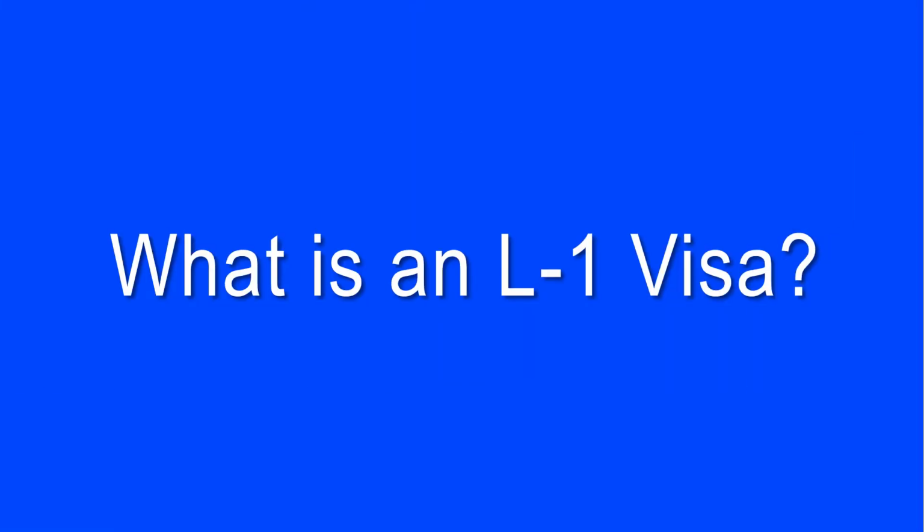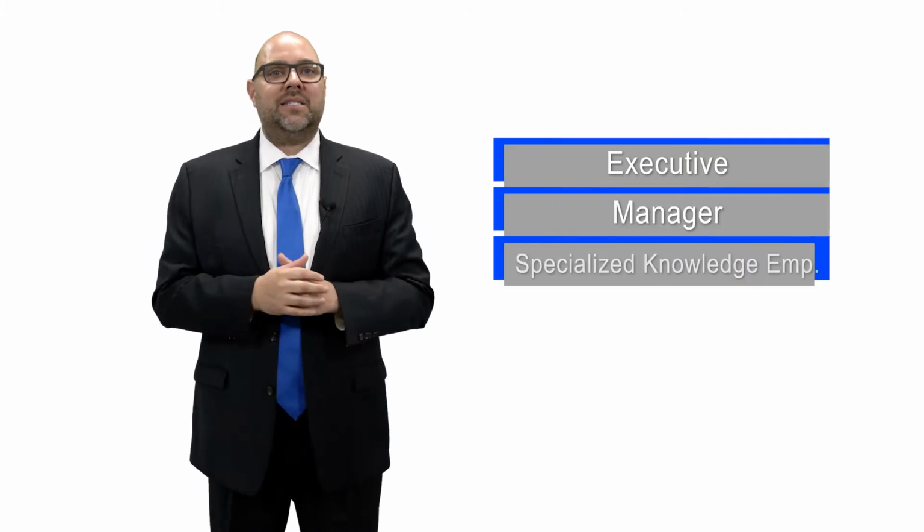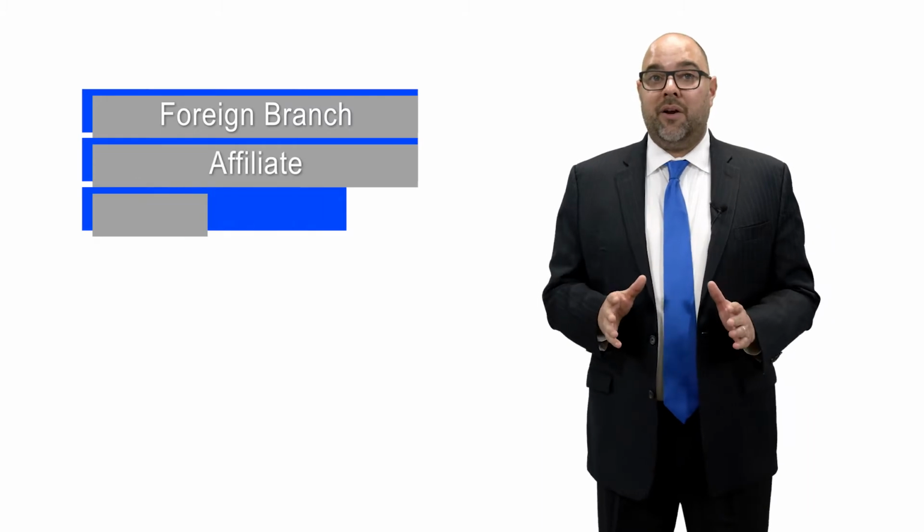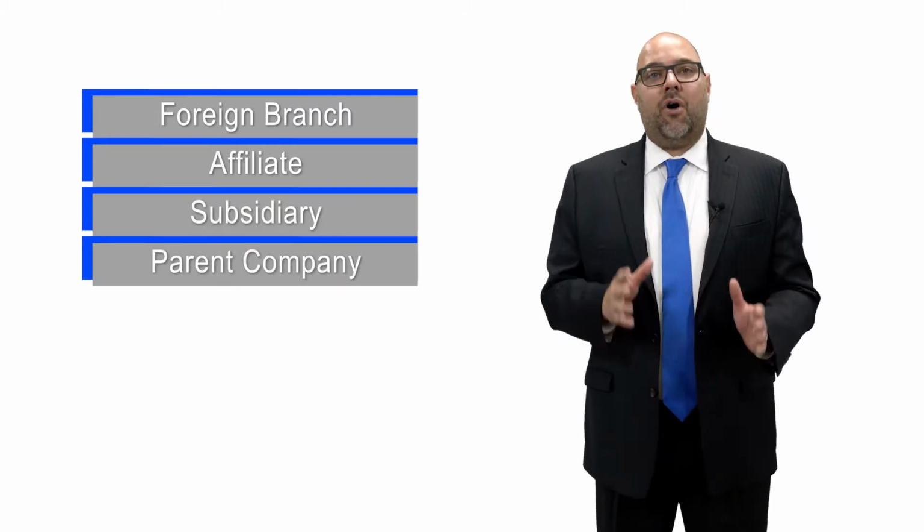So you're probably wondering, what is an L-1 visa? That's a great question. The L-1 visa permits a U.S. employer to transfer an executive, manager, or a specialized knowledge employee from a foreign branch, affiliate, subsidiary, or parent company to its office in the U.S. Basically, the L-1 visa allows a foreign company to transfer an employee to a related U.S. company. The L-1 visa is divided into two categories.